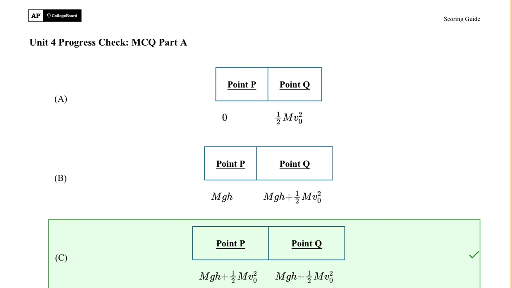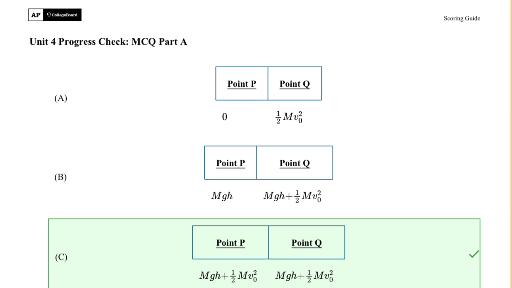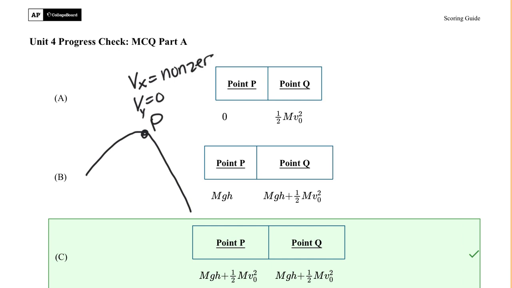Some people will choose B because they think that at point P, like the top of its path in projectile motion, oh, velocity equals 0. But no, velocity in the y direction equals 0, right? Velocity in the x direction, however, is going to be non-zero. So therefore, there is kinetic energy, like we have here at point P. And at point Q, of course, there's potential and kinetic. Next question.